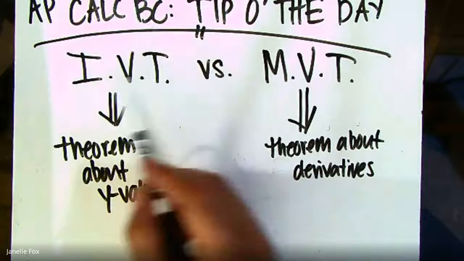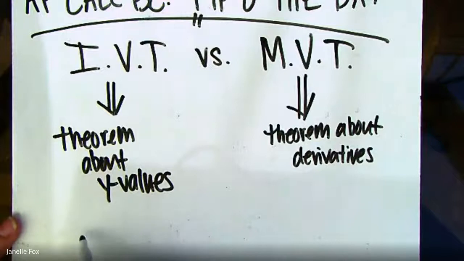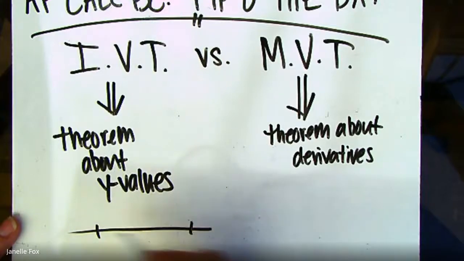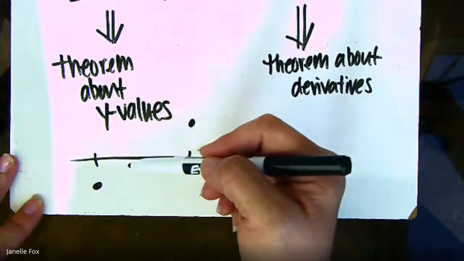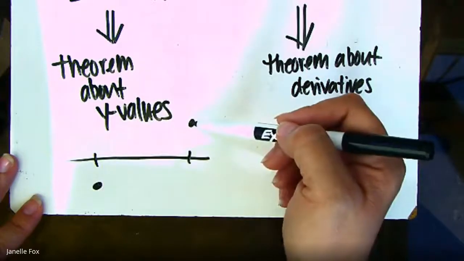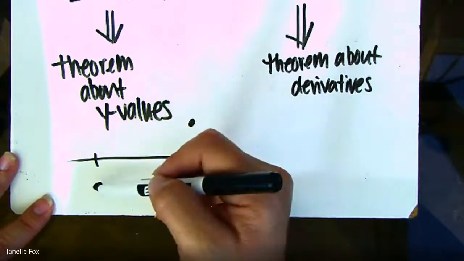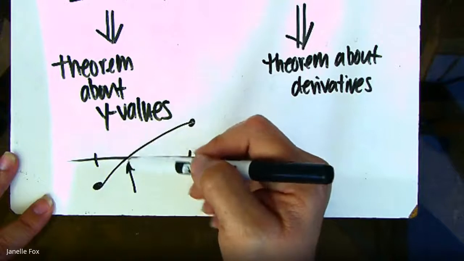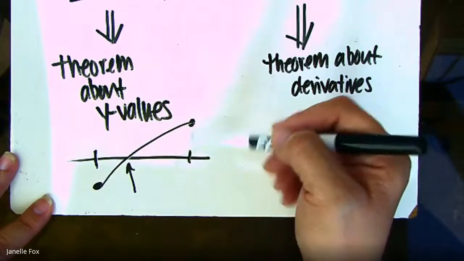Again, the intermediate value theorem is about y values. The mean value theorem is about derivatives. In general, the intermediate value theorem says something like this, and I'm going to use a number line super quick. If you know that this value right here is a negative value, and this value right here is a positive value, you know by the intermediate value theorem that the function will take on all the other y values between these two, as long as the function is continuous. A very special case of this is that the function would have to equal 0 if there's a negative at one endpoint and a positive at the other endpoint.